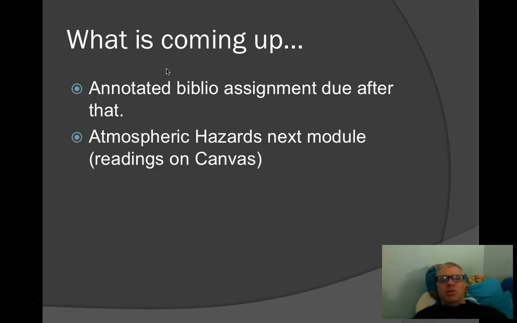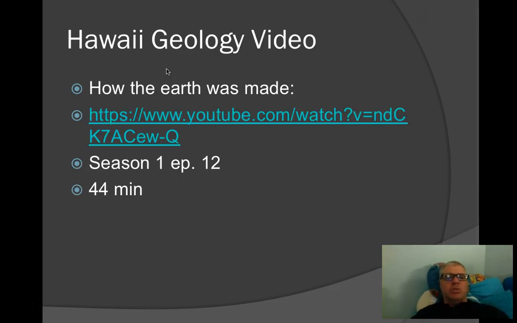Speaking of things that are coming up, one of the assignments is going to be the annotated bibliography assignment, which is due after this module, and then we'll get into atmospheric hazards for the module after that. Just as a reminder, for the annotated bibliography assignment you're going to be doing research on a topic associated with apocalypse or catastrophe, and finding sources, and some of those have to be scholarly sources. I'm going to post something online under Files describing what those mean and what's expected for that assignment. So you'll see some stuff on that coming up in some announcements.